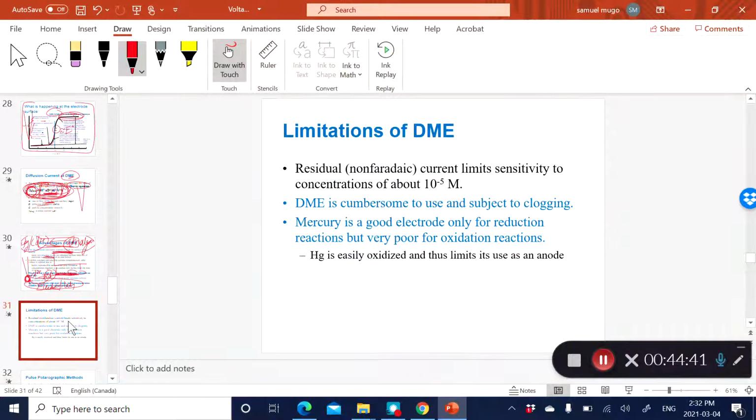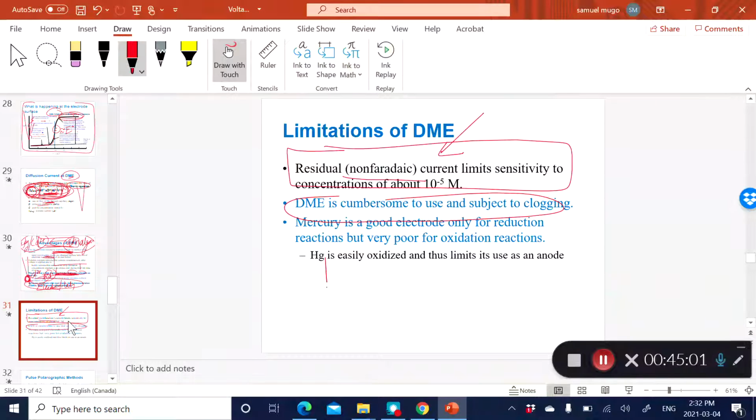Some of the limitations, of course, is that it's a very cumbersome technique. You're dealing with mercury and you're dealing with liquids. It's messy. Environmentally, it's difficult to dispose of. But even worse is the problem of the error that I talked about, the charging current. So remember, as a drop keeps growing, the charging current of that drop keeps increasing. And because of that, that really affects the limit of detection.